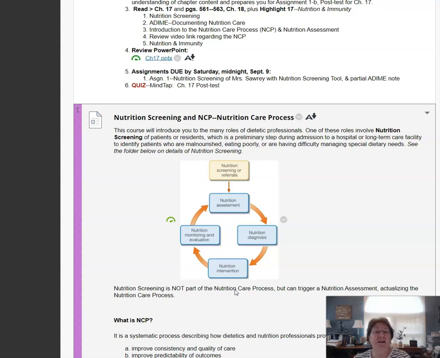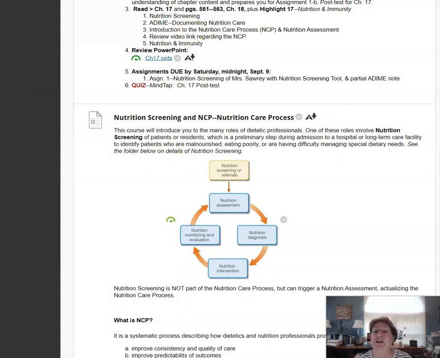We can see from this diagram that you're looking at that nutrition screening is not part of the NCP, but rather a precedent. And as I've stated, the nutrition screening triggers the nutrition care process, specifically the nutrition assessment. And this is where we find ourselves this week. We are in need of understanding anthropometric calculations and a greater understanding of nutrition assessment.